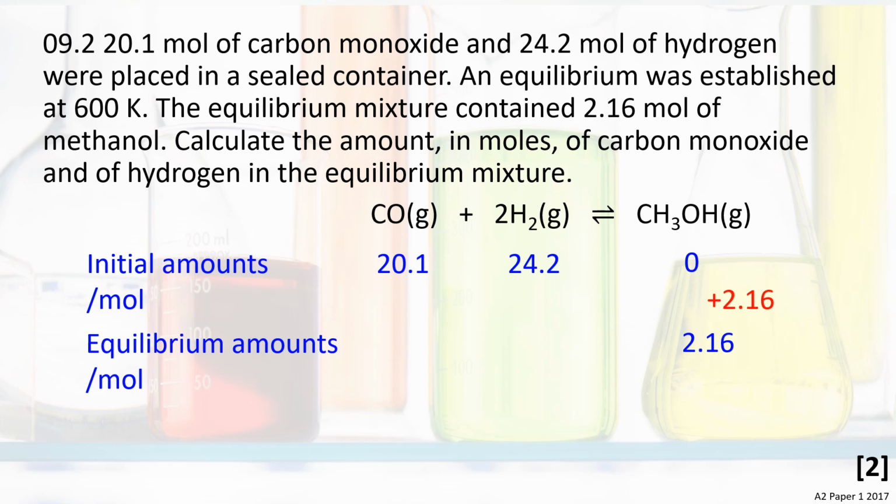From the question, 2.16 moles of methanol are present at equilibrium. This is an increase of plus 2.16 moles. From the balanced equation, for each mole of methanol that is produced, 1 mole of carbon monoxide is used up. If 2.16 moles of methanol are produced, 2.16 moles of carbon monoxide are used up.